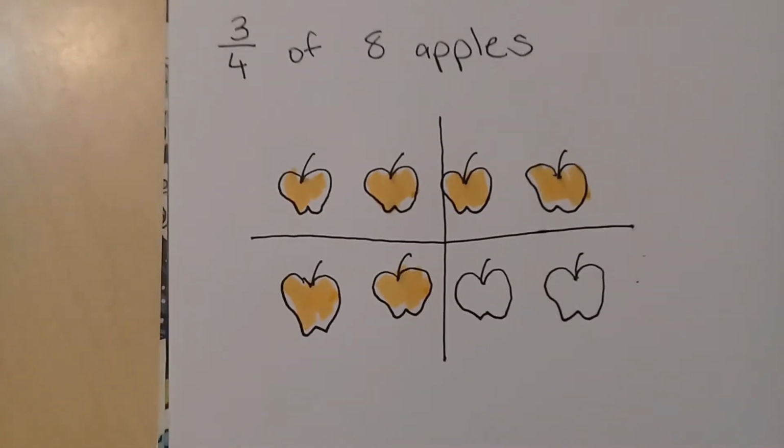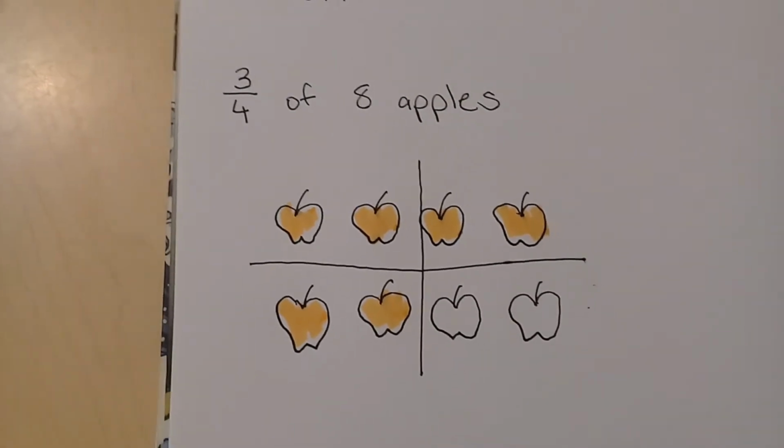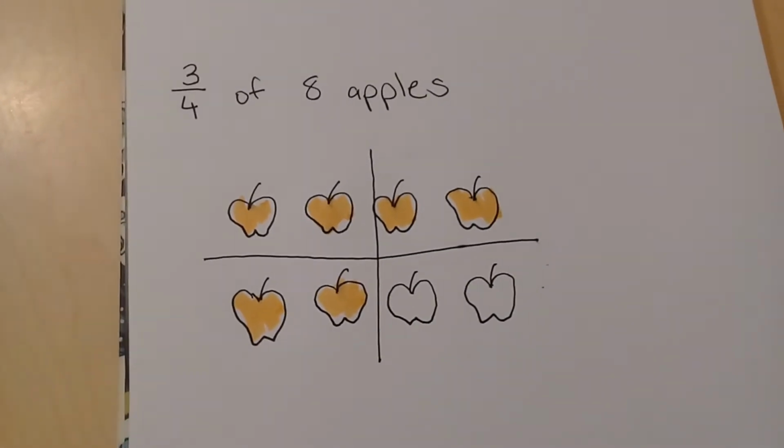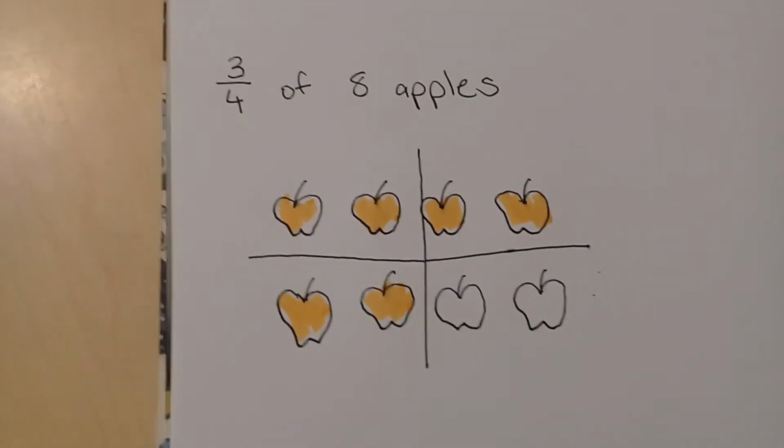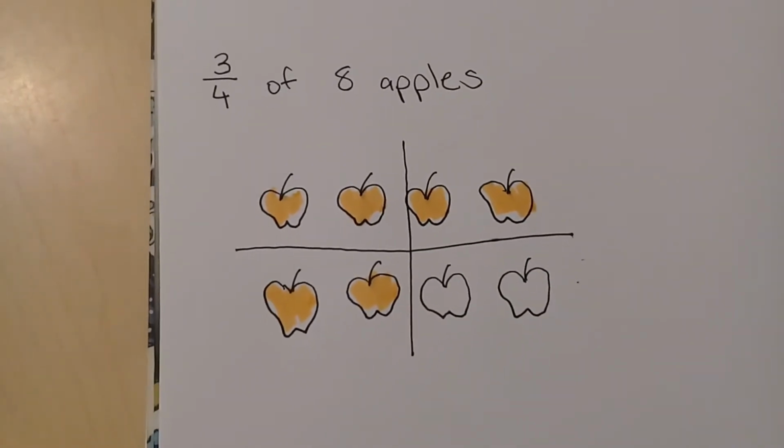There we go. So I've shaded in 3 out of the 4 groups. How many apples are shaded? 6. So 3/4 of 8 is 6.